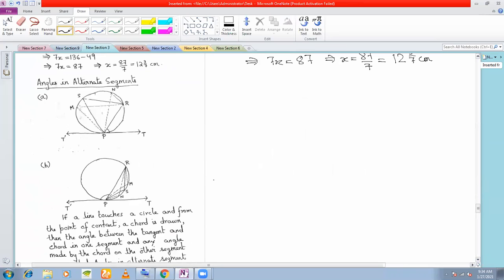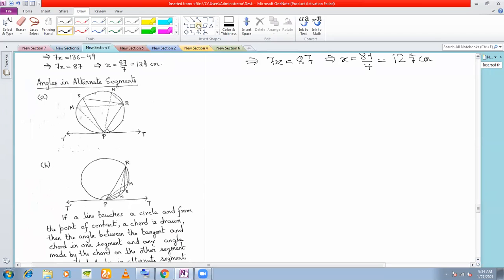Now, the next concept is angles in alternate segment. This is a concept where most of you get confused. So listen to this concept very, very clearly, and what you mean by angles in alternate segments. Now, what do you mean by segment of a circle?